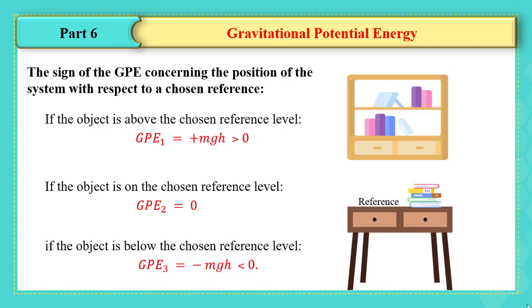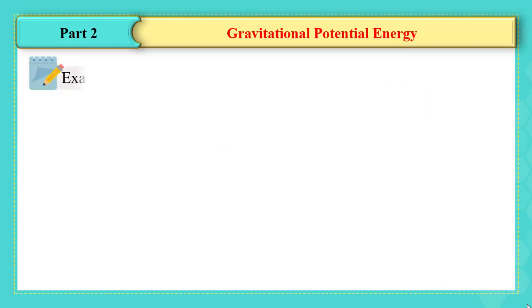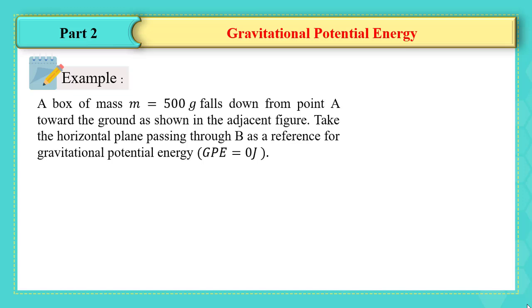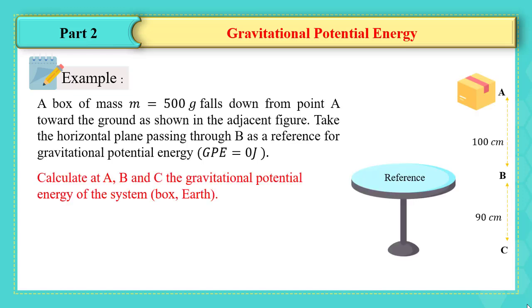What if the books were below the desk on the ground? The gravitational potential energy then is minus mgh, which is negative. Consider this example. A box of mass m equals 500 grams falls down from point A towards the ground as shown in the adjacent figure. Take the horizontal plane passing through B as the reference for the gravitational potential energy. Calculate at A, B, and C the gravitational potential energy of the system, box, Earth.